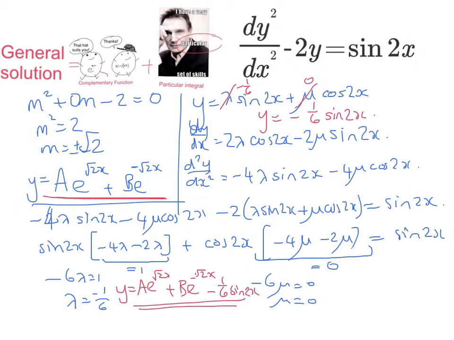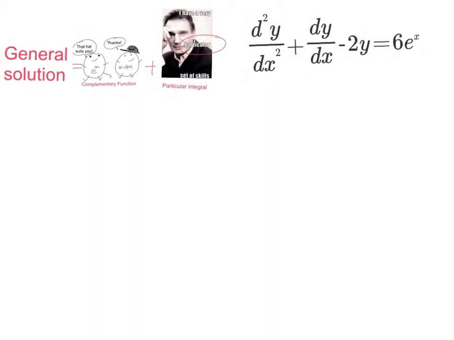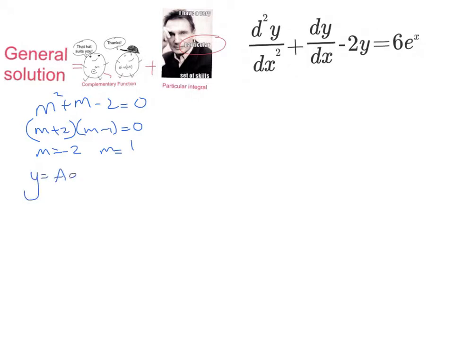One more. Off we go with our auxiliary quadratic. M squared plus m minus 2 equals 0. And can we factorise this? I think we can. M plus 2, m minus 1 equals 0. And that gives us m is minus 2 and m is 1. And these are real distinct roots. So my complementary function will be a e to the minus 2x plus b e to the x.